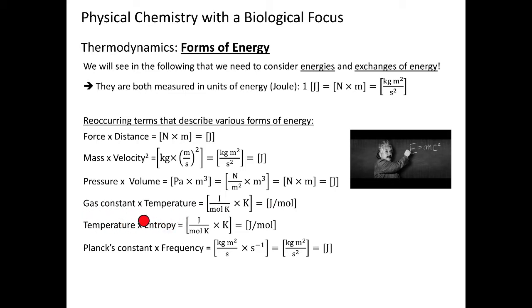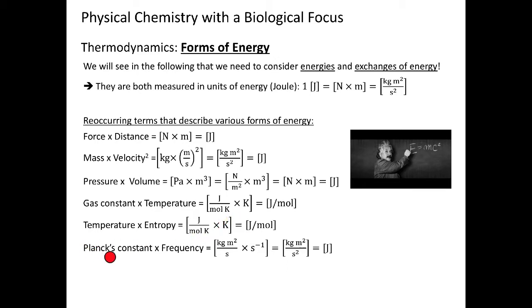Temperature times an entropy. We don't know yet what an entropy is, but we will learn that. Well, the unit of entropy is actually the same one as for the gas constant. It's joules per mole per Kelvin. We define it per mole. We can also define it per molecule. But if we do it per mole, we get with the product of the temperature, we get joules per mole.